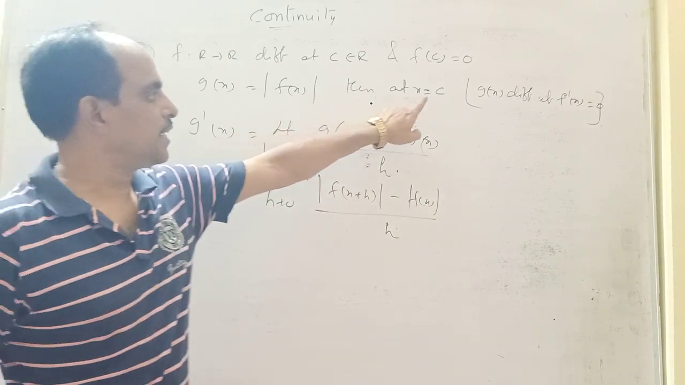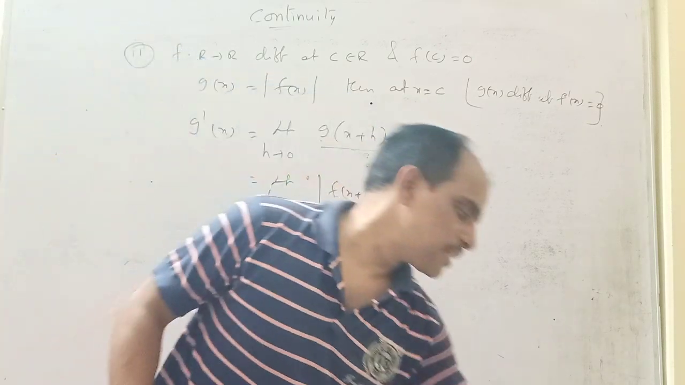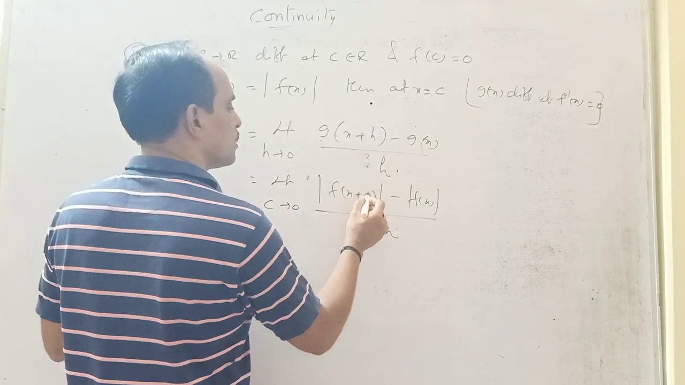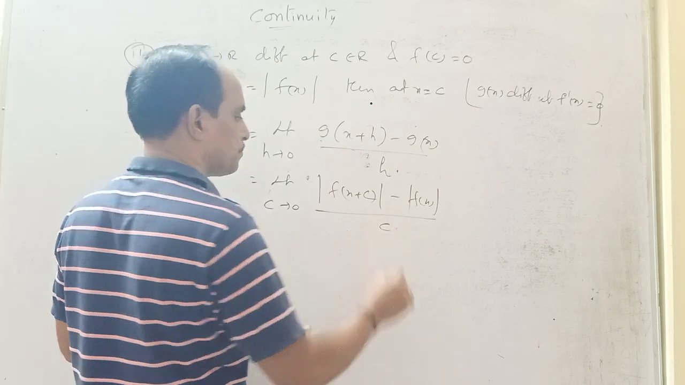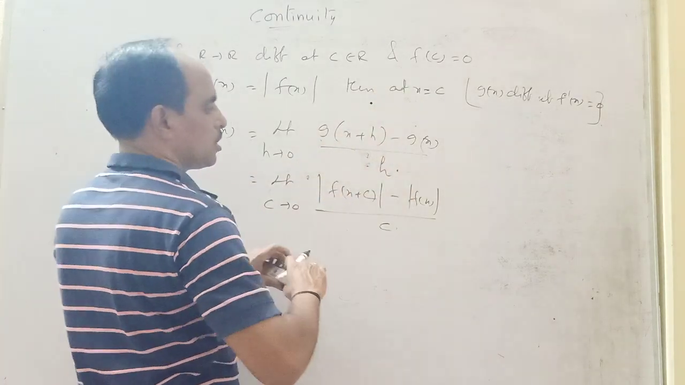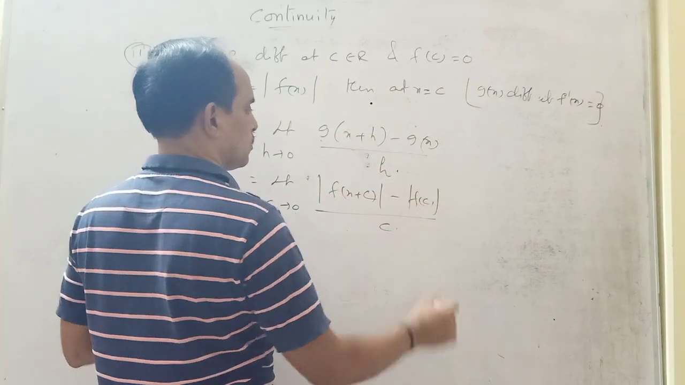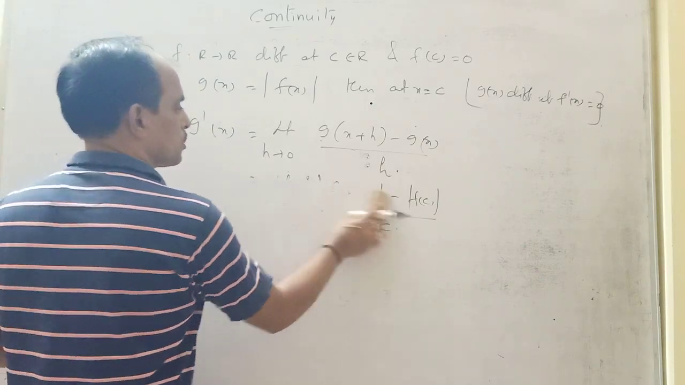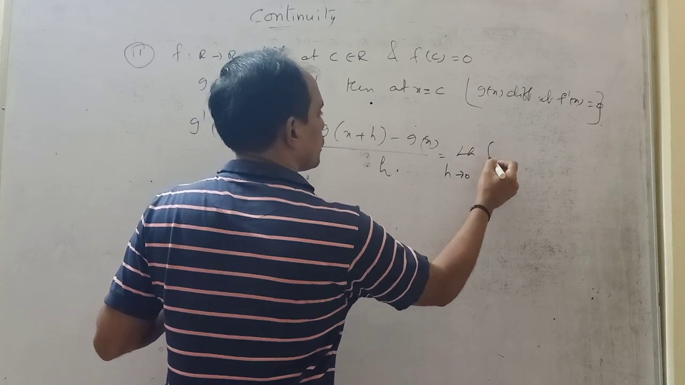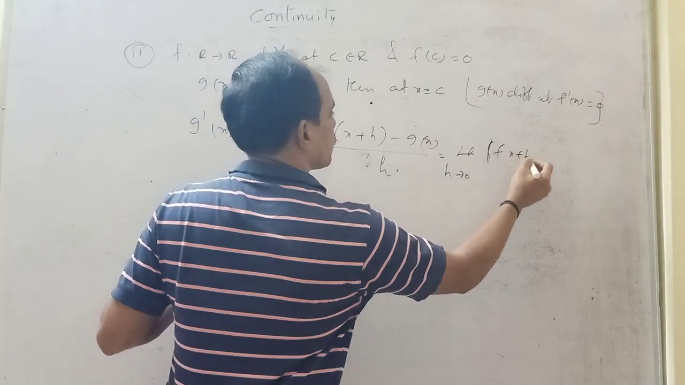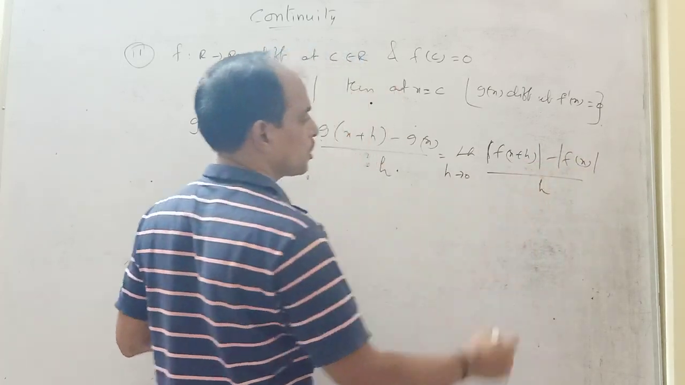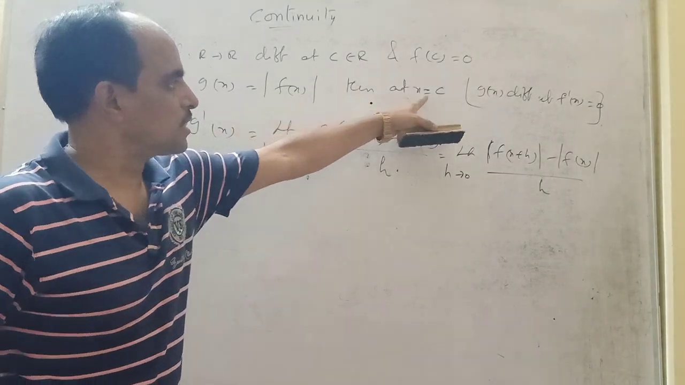But in the question we have to find it at c. So this is nothing but limit as h tends to 0 of modulus of f of x plus h minus modulus of f of x by h. Is it okay? Clear? Now we are going to find it at x is equal to c.